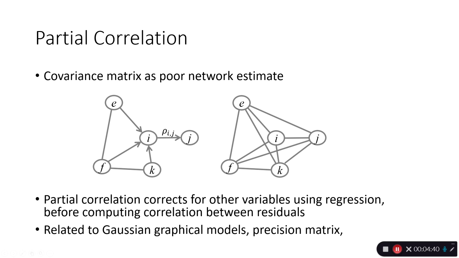essentially you regress out all the other nodes from both of the two nodes here, and then you look at the correlation of the residual left after you've done the regression. So take I and do a regression that does the best fit to I it can with E, F, and K, subtract that from I and keep a residual. Do the same thing with J and then compute a simple Pearson correlation of what's left. That's the partial correlation. It's closely related to Gaussian graphical models, via the precision matrix, which is the inverse of the covariance matrix of the data.